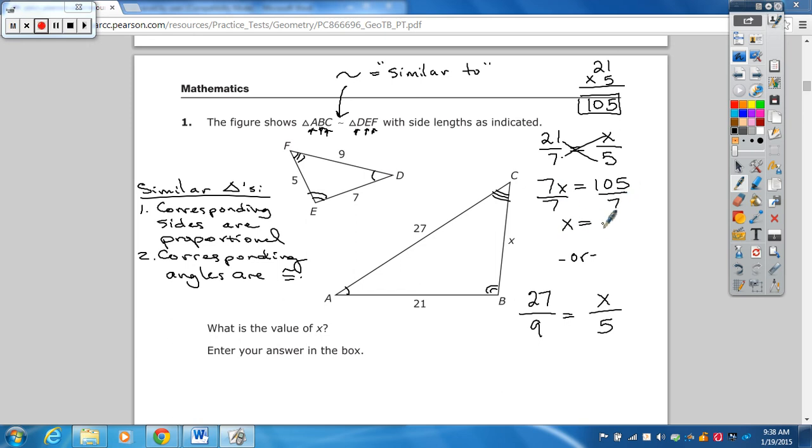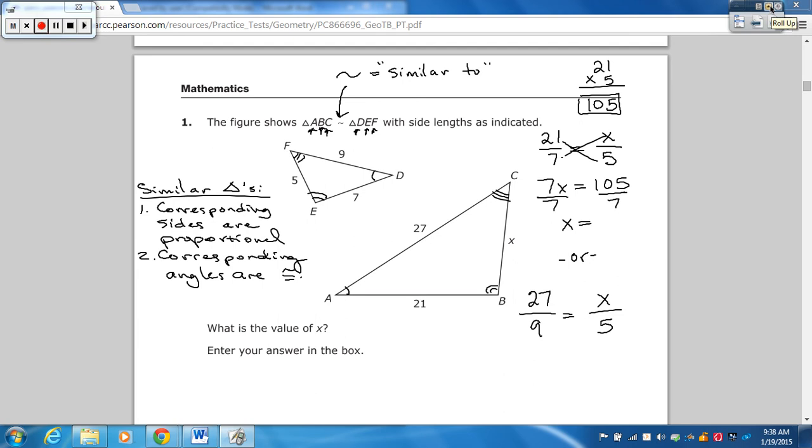If you're not sure how to divide, you're going to want to look up long division online because, again, this is a non-calculator portion of the test. How I do long division, I ask myself, does 7 go into 1? No, 1's too small. So then I go, does 7 go into 10? Well, it does one time. 7 times 1 is 7. And there are 3 left over.